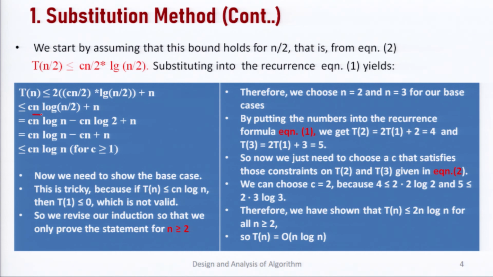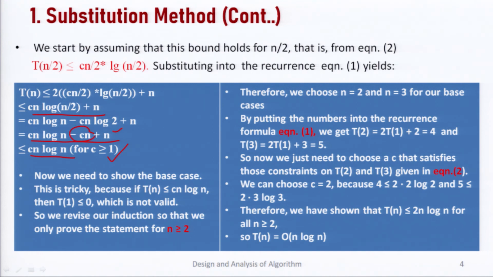So we get this expression over here. Now log A by B can be expanded, so log A minus log B. So finally what do we get? We get C n log n minus C n plus n. If C is taken as greater than 1, just see this term will always be less than C n log n. If C is taken as positive, definitely this term will be greater than this term.